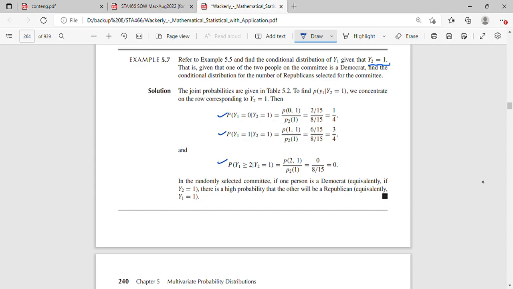Okay, the joint of 0 and 1 divide dengan marginal untuk y2 equal to 1. Okay, yang kedua, pair of joint 1, 1 divide dengan marginal of y2 equal to 1. So this one pun sama. Probability of 2, 1 divide dengan probability of y2 equal to 1. So we get from the table tadi. So dapatlah this conditional probability.